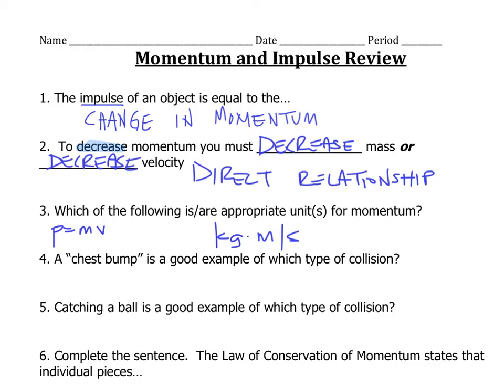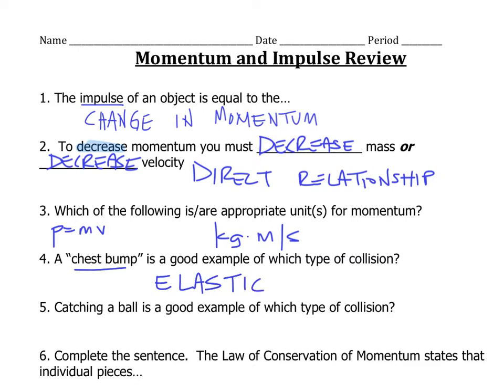Number four, chest bump is a good example of which type of collision. So chest bump, two players are running, they're jumping up in the air, hitting chest to chest, and they are coming back down, they are separating. So anytime there is a collision where a separation occurs, like a chest bump or a fist bump or a bowling ball hitting pins, that is an example of an elastic collision.